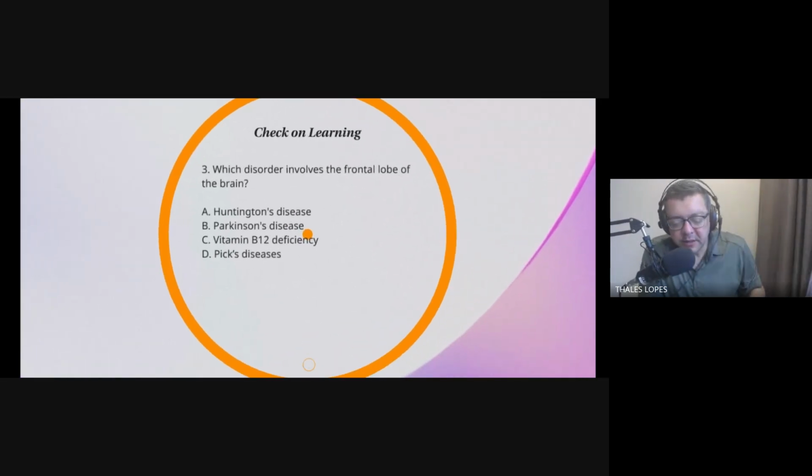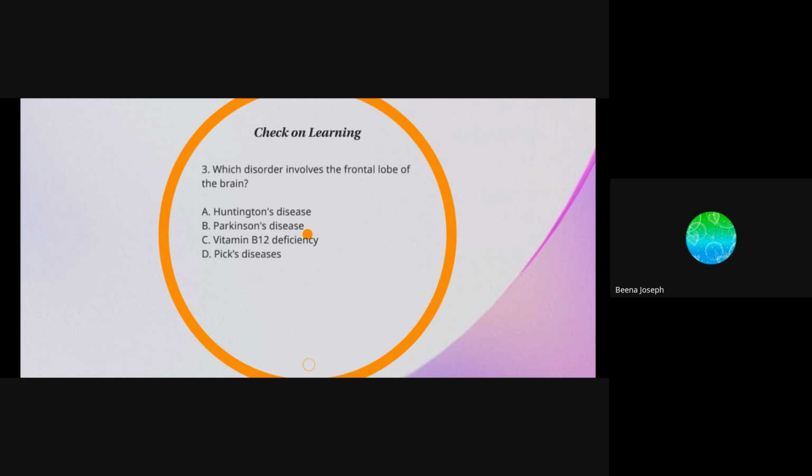Okay. May I have someone to read this question, please? Which disorder involves the frontal lobe of the brain? A. Huntington's disease. B. Parkinsonian disease. C. Vitamin B12 deficiency. D. Pick's disease.